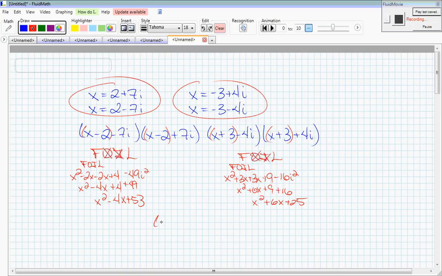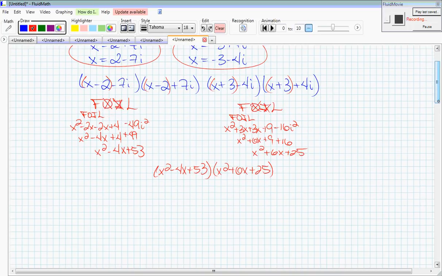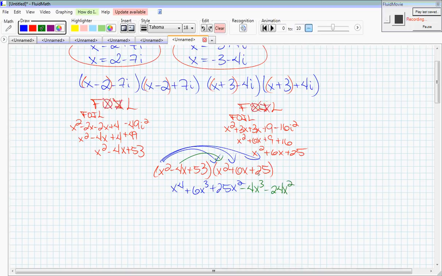We have got to multiply these together. In this case, we don't have any special tricks. We just have to distribute one trinomial over the other one. So we'll take x squared times x squared, giving us x to the 4th. x squared times 6x, giving us 6x cubed. x squared times 25, giving us 25x squared. We will take the negative 4x times x squared, which would be negative 4x cubed. Negative 4x times 6x, giving us negative 24x squared. And negative 4x times 25, giving us negative 100x.